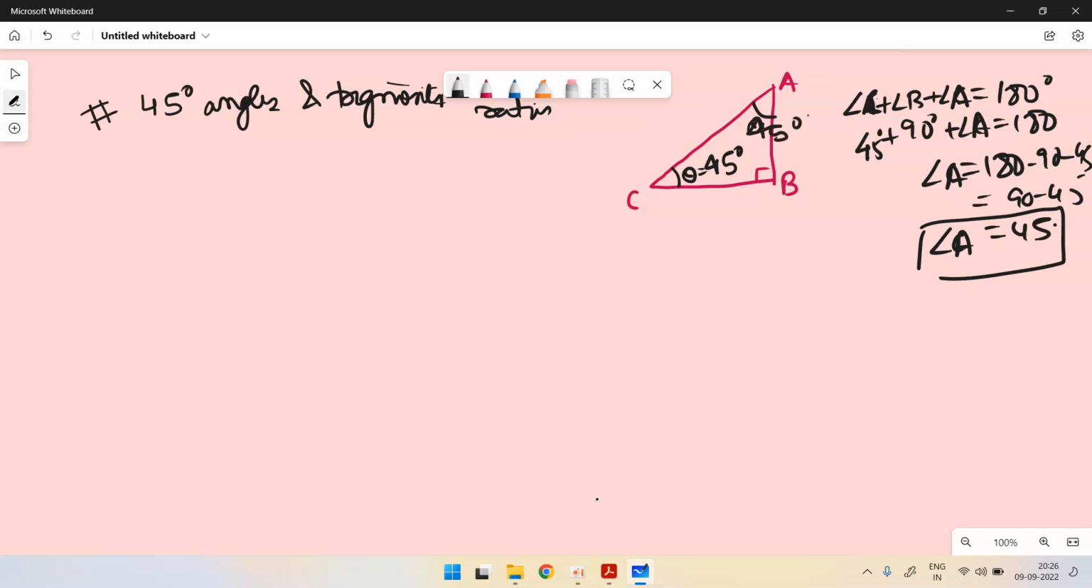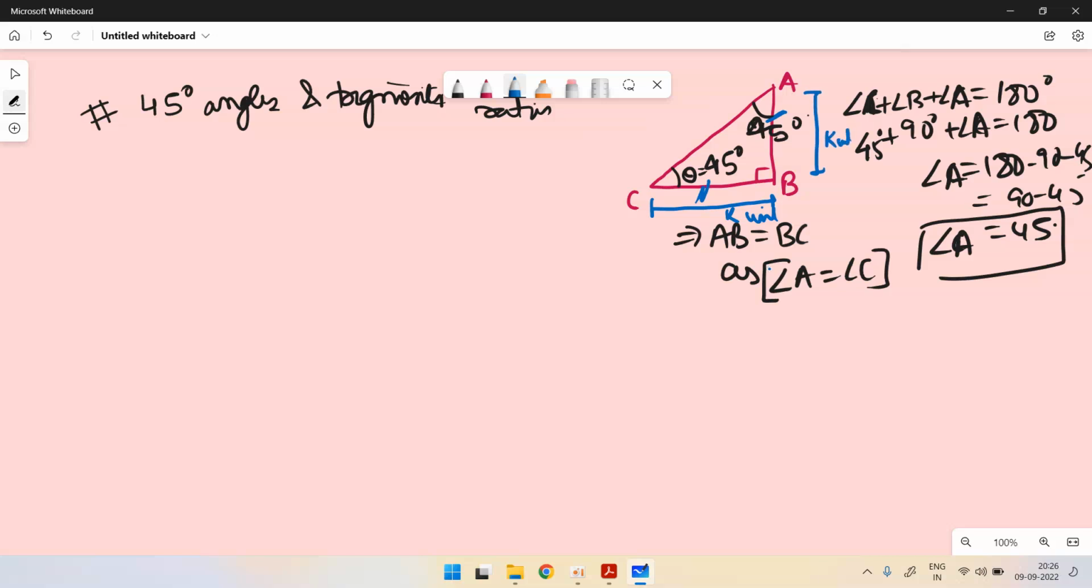Now you know that in a triangle, if two angles are equal, then the sides opposite to them are also equal, which implies that AB is equal to BC, as angle A equals angle C. Now let me suppose that BC is K unit. So AB will also be K unit. Now only one theorem I can apply: yes, Pythagoras theorem.